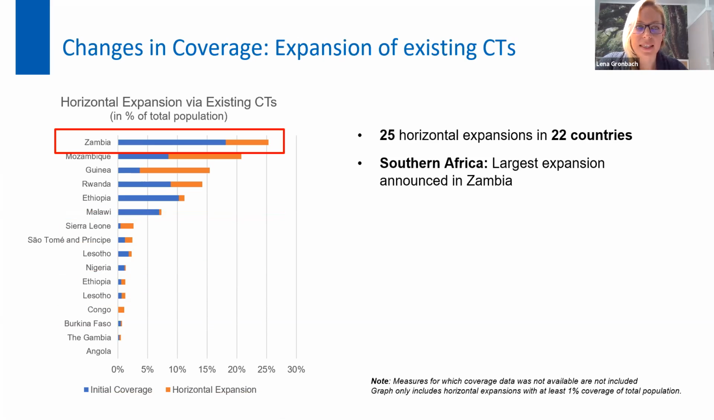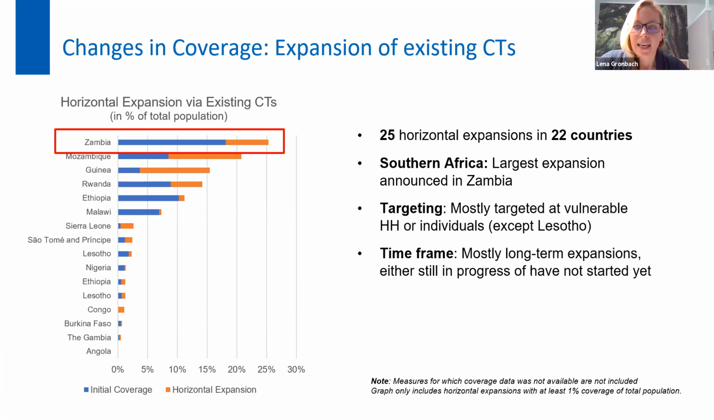And as you can see, Zambia should have one of the highest coverages in terms of share of population after that planned expansion. And quite a few countries have announced those programs. They're not all mapped on the left because some of them have a very low coverage even after expansions, below 1%. So those are just the largest ones. And yeah, most of those expansions target, are they poverty targeted?